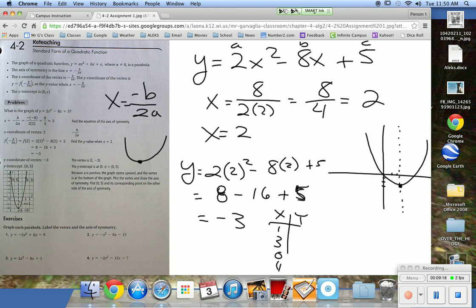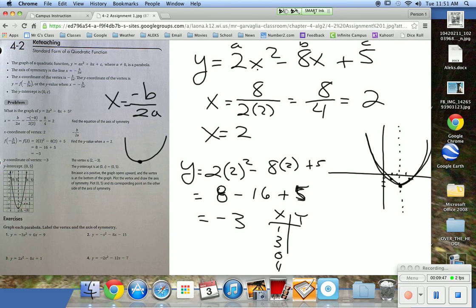If I put 1 in here, it's going to be 2 minus 8 plus 5. It's going to be negative 1, right? So it'd be negative 1 right here. And if I put 3, that was 1, 1 would be here at negative 1, and 3 is going to be right here. So you're going to see this kind of shape coming up. Okay? That's how you're going to graph it.